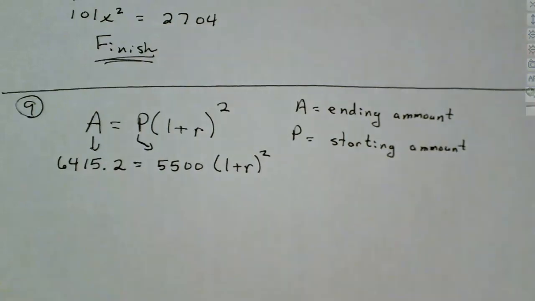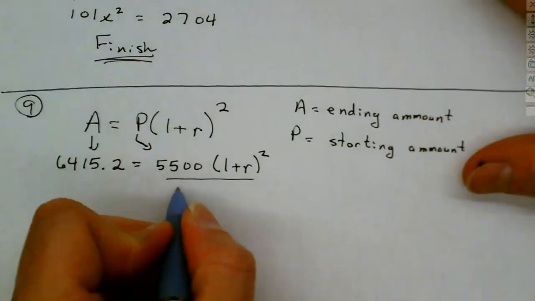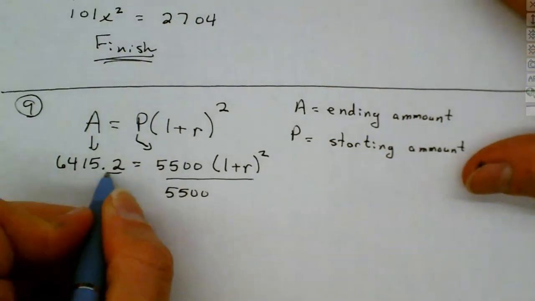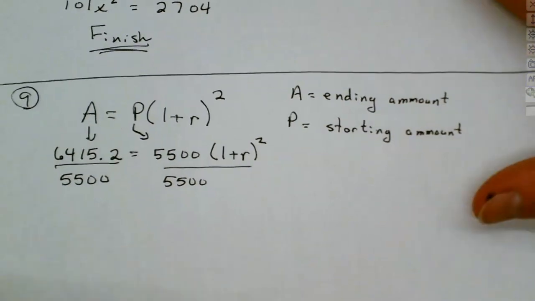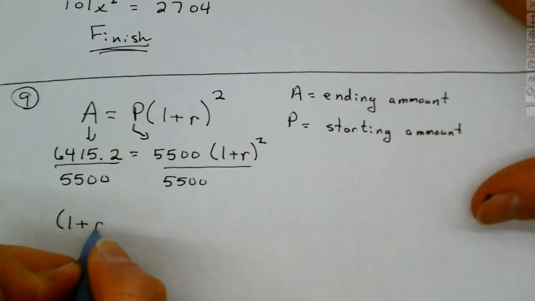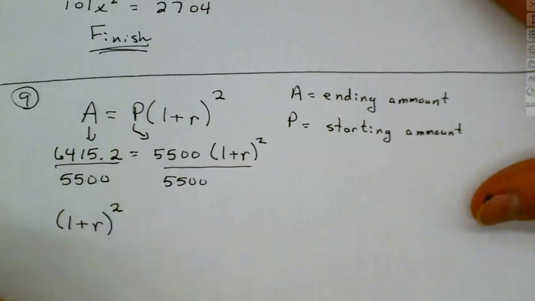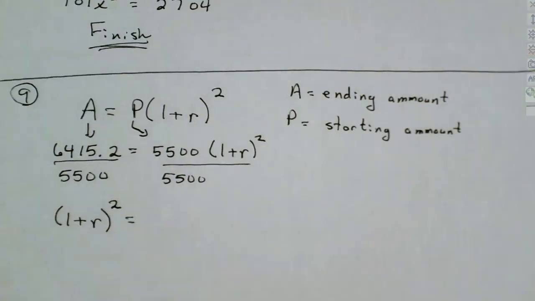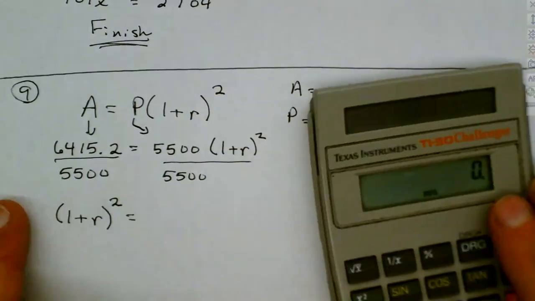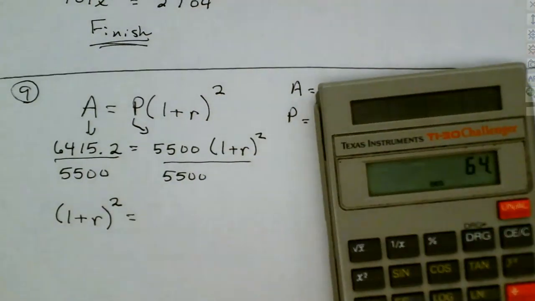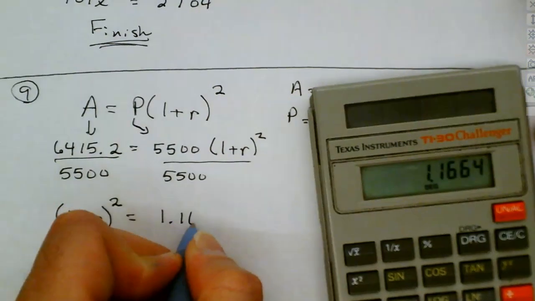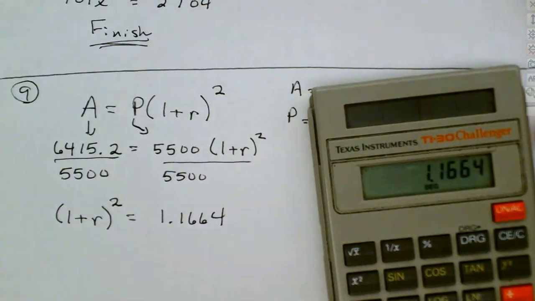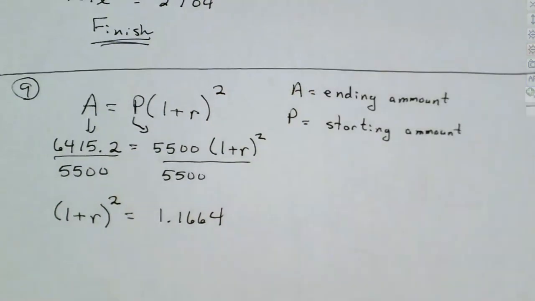So I'll do one more step. So I would go ahead and divide by the 5,500. And then I'm going to rewrite this as (1 plus R) quantity squared equals, now, when I divide, I'm going to go ahead and divide those out, just so you can see here, 6415.2. I'm going to divide that by the 5,500. And that gives you the 1.1664.